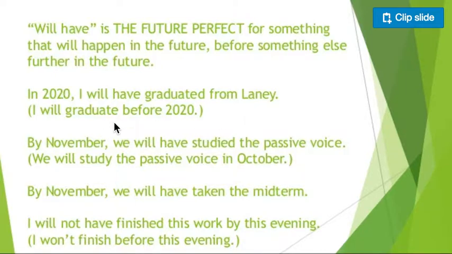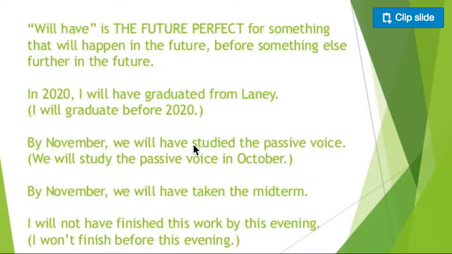So that means I will graduate before 2020. So by 2020, you will have graduated. That means already graduated. By November, we will have studied the passive voice. We will study the passive voice in October. So that means by November, we will have finished studying the passive voice. So this is a future perfect tense.